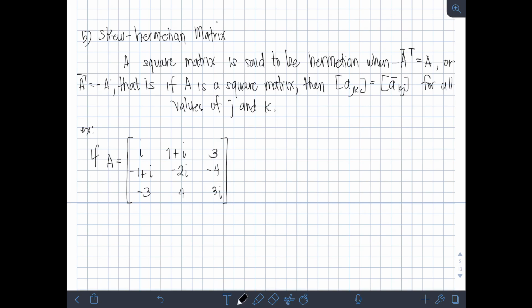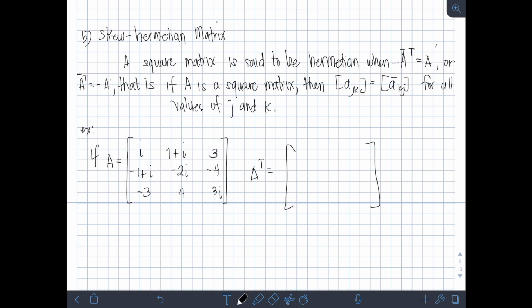That is, if A is a square matrix, then A sub jk is equal to negative A sub kj conjugate for all values of j and k. So, pag skew Hermitian, lalagyan nyo lang ng negative. So, particularly yung negative ng A transpose conjugate dapat equal sa A, or the other way around, A transpose conjugate ay equal sa negative A. So, halimbawa, itong A uli natin na given, hanapin natin yung A transpose muna.